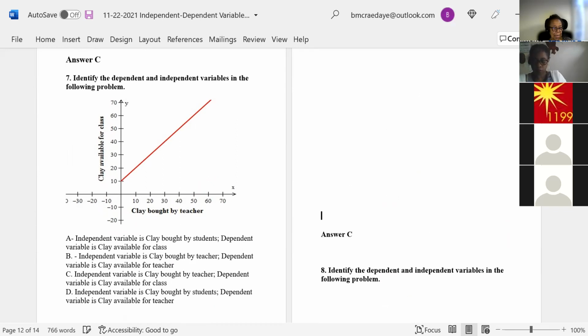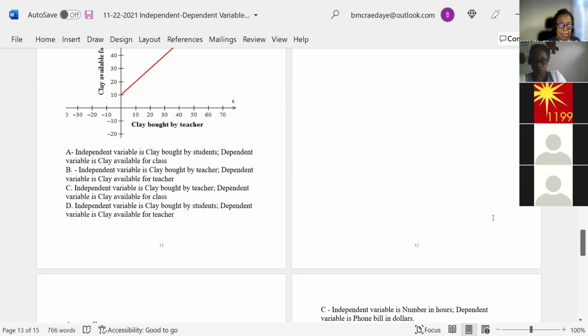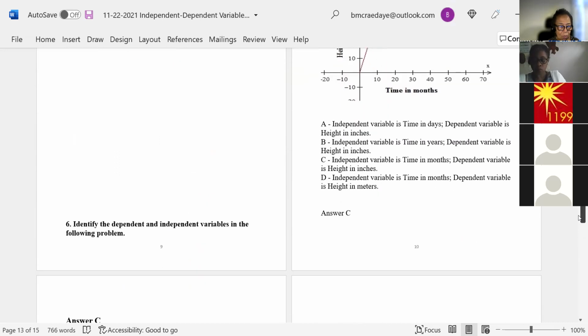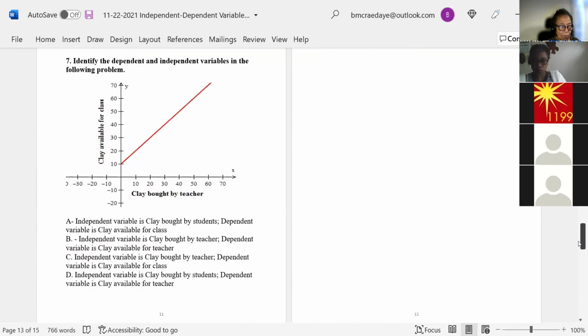one where you have clay available for the class and the clay bought by the teacher. And this is on a graph, and you are to answer the multiple choice as to which one is the independent variable and which one is the dependent variable. So clay available for the class is on the Y. That's your output. The clay bought by the teacher is on the X line, and that's the input. So your choices are: A, independent variable is clay bought by the students, dependent variable is clay available for class.